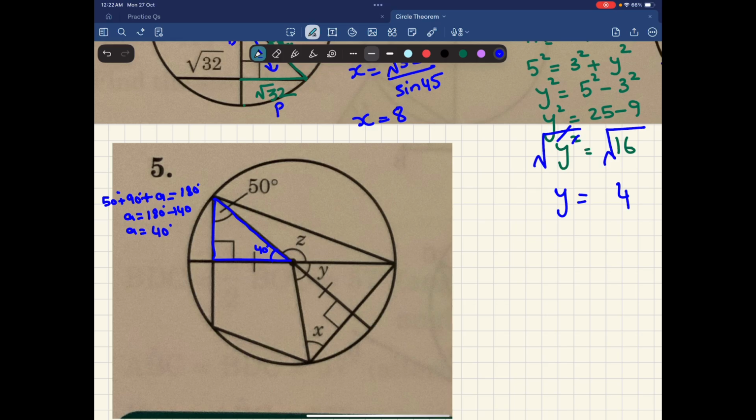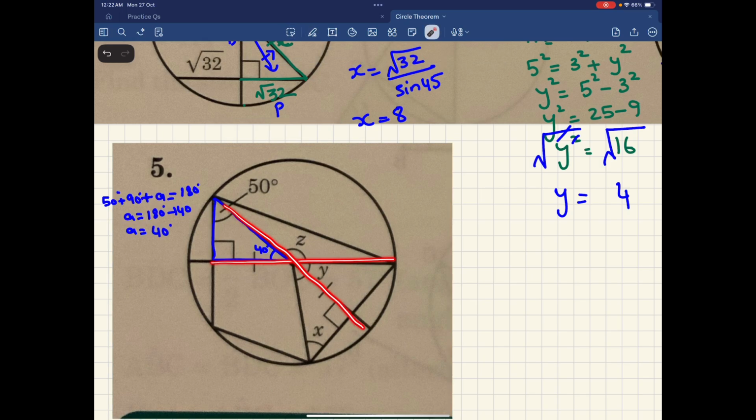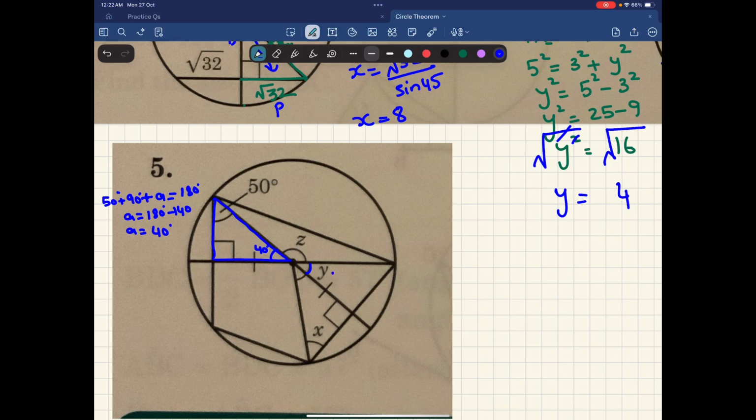Okay, now using the property of vertically opposite angles, I hope all of you can see the x here. So this angle is going to be equal to this angle, right? So this angle is going to be 40. But we need to find angle y.